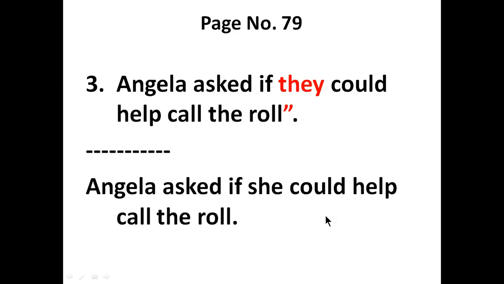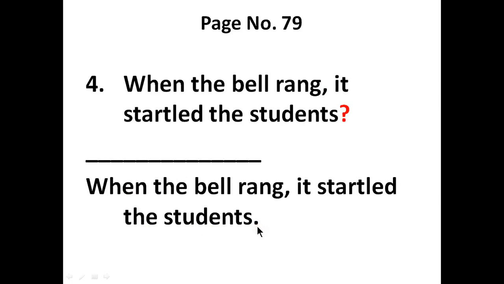Number 3. Angela asked if they could help call the roll. Angela is the name of a girl, so we use the pronoun she to describe any girl. So here they cannot be used, and also there is no way of using inverted commas. The correct sentence: Angela asked if she could help call the roll. Number 4 is an affirmative sentence, so there is no way of using an interrogative sign at the end. When the bell rang, it startled the students.